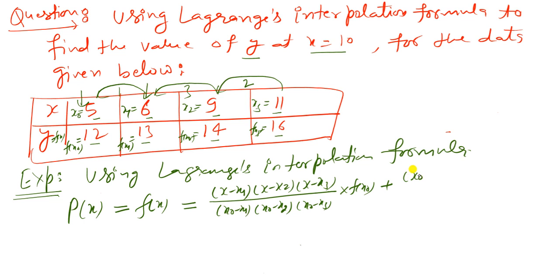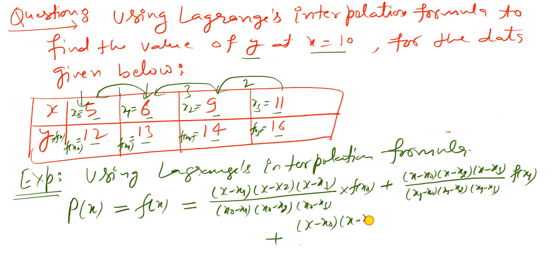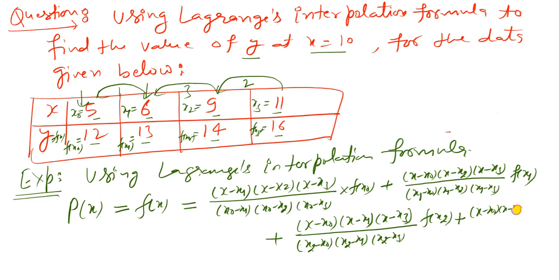corresponding to the second argument, x minus x0, x minus x2, x minus x3 upon x1 minus x0, x1 minus x2, x1 minus x3, f of x1, plus x minus x0, x minus x1, x minus x3 divided by x2 minus x0, x2 minus x1, x2 minus x3, f of x2, plus x minus x0, x minus x1, x minus x2 divided by x3 minus x0, x3 minus x1, x3 minus x2, multiplied by f of x3.